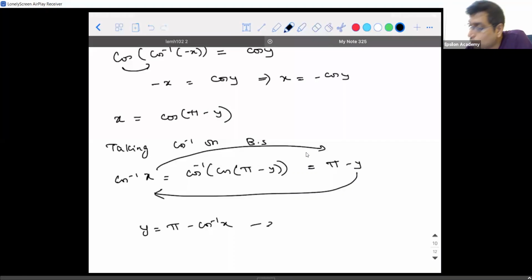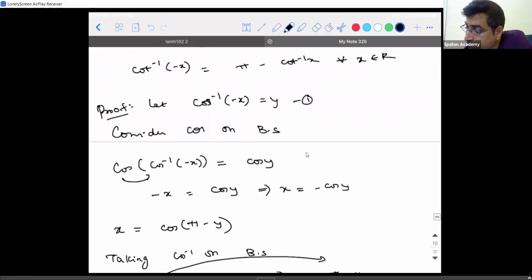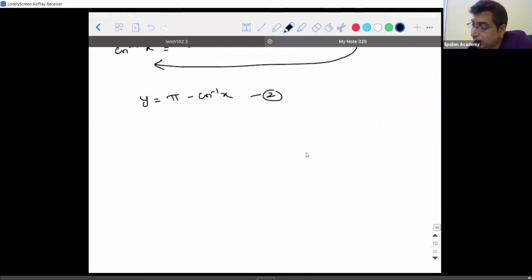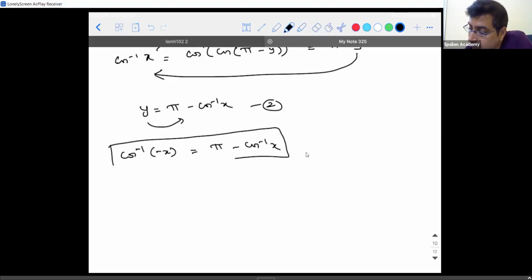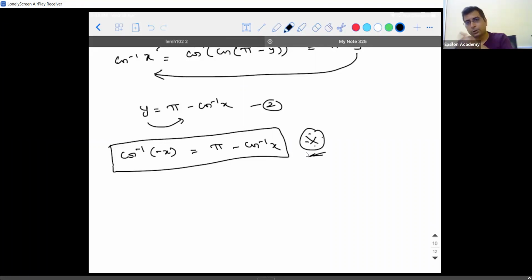Correct? This is 2. So the first equation says y is cos inverse of minus x. The second equation says pi minus y is equal to pi minus cos inverse x. So cos inverse of minus x is equal to pi minus cos inverse of x. Right? So the problem based on this concept we have already solved, so I am not going back to the first exercise. Shall I move on?